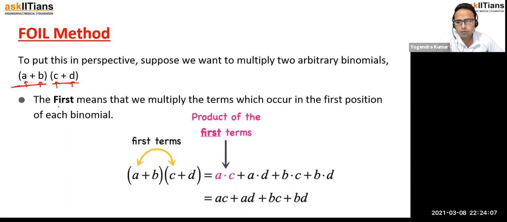What is the meaning of the word first in this FOIL word? The first terms of both binomials will be multiplied, a and c here. So we multiply AC, the product of the first terms. That is the first thing we are going to do: in these two binomials, we see the first terms, multiply them and write it. This is our F letter done from our FOIL method.